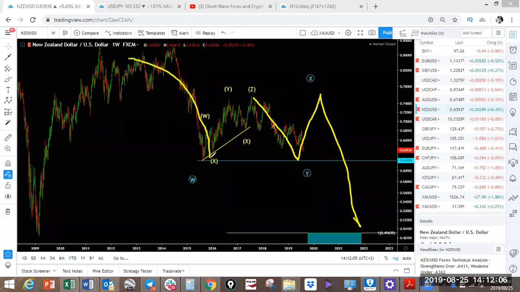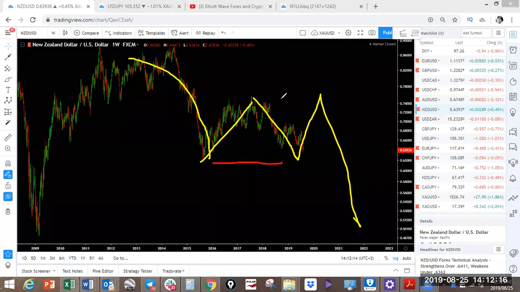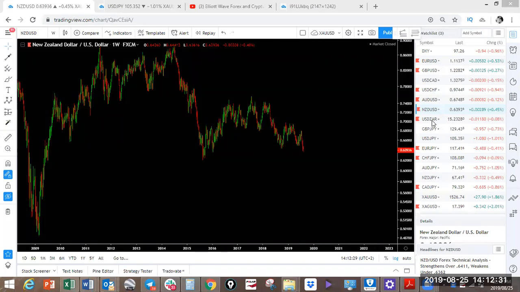So you're going to have this as a first move, your correction like that. That will be a structure like that. Okay, all that will be determined by this previous low. This level here is critical, not because it's a support or resistance line, but because it is a structural level. All right, so that's New Zealand US dollar.